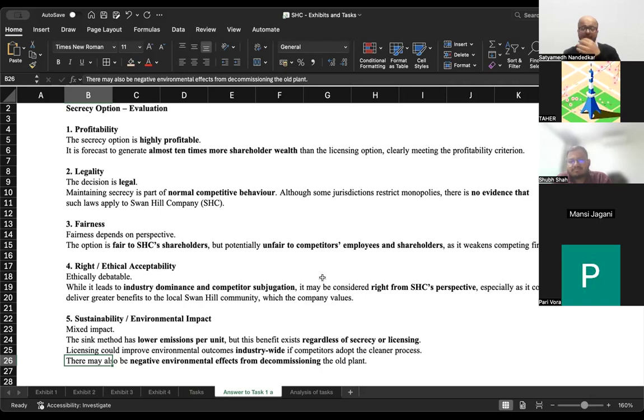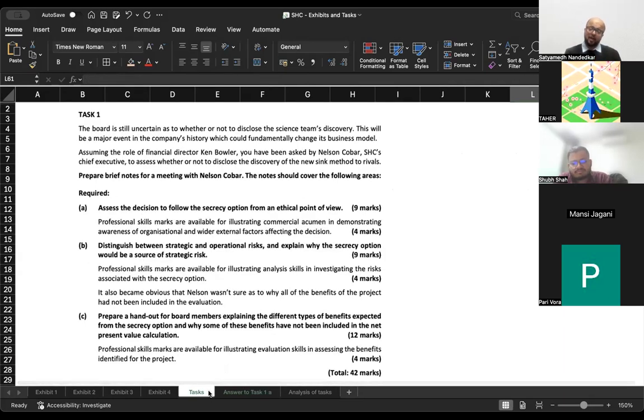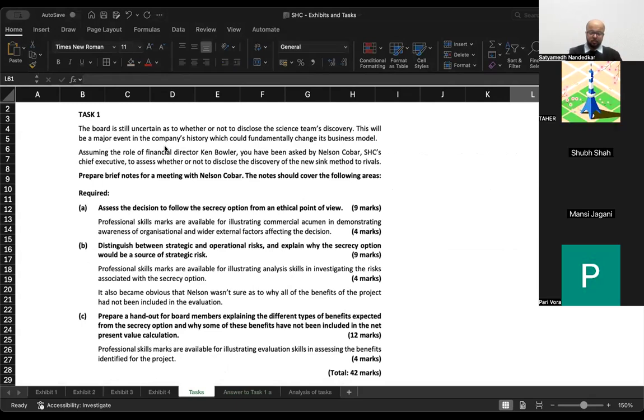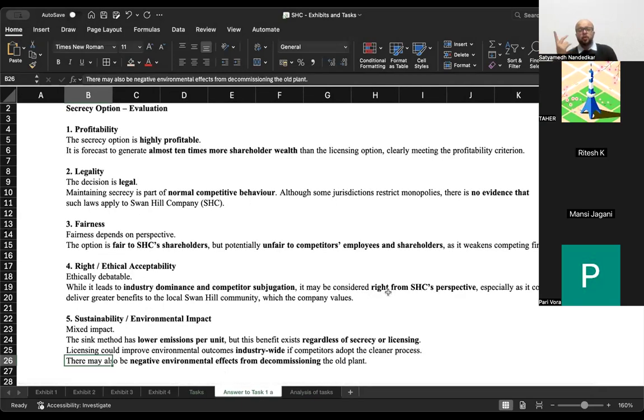ठीक है. अब एक बात बताना, is everyone okay with how we have written the answer? यहाँ पे have they asked you to recommend any position or say whether it is ethical or not? ऐसा कुछ बोला है आपको? No, only to assess. Only assess. That means pros and cons लिखो. In favor, against favor. है ना? तो जो पूछा नहीं है वो करना भी नहीं है.